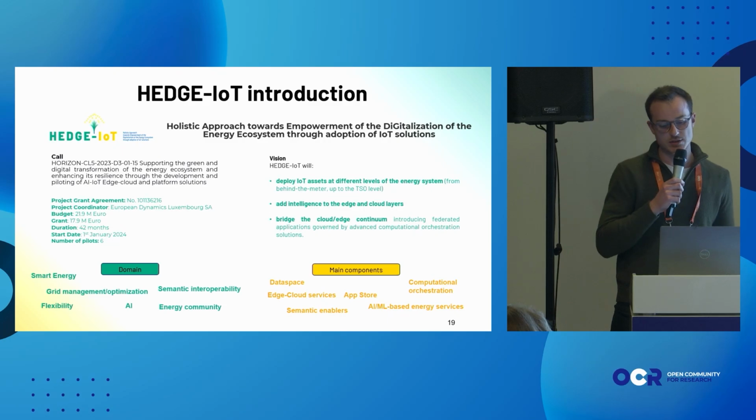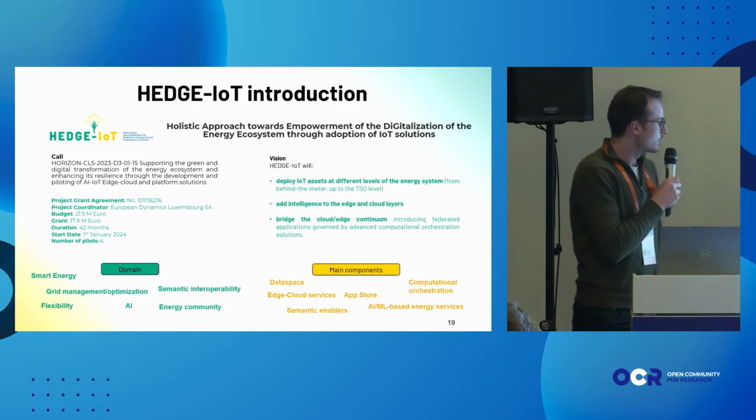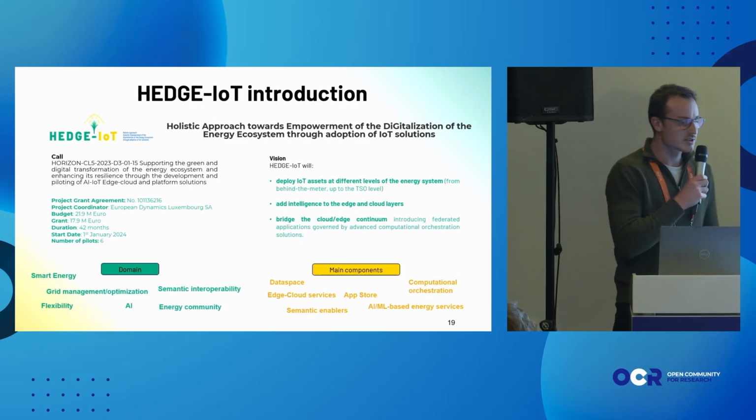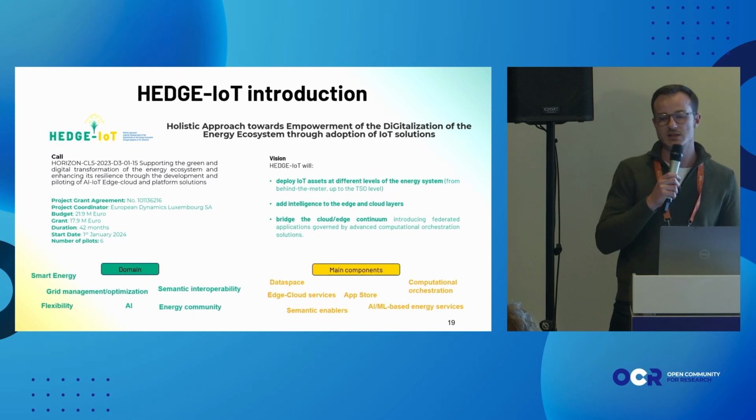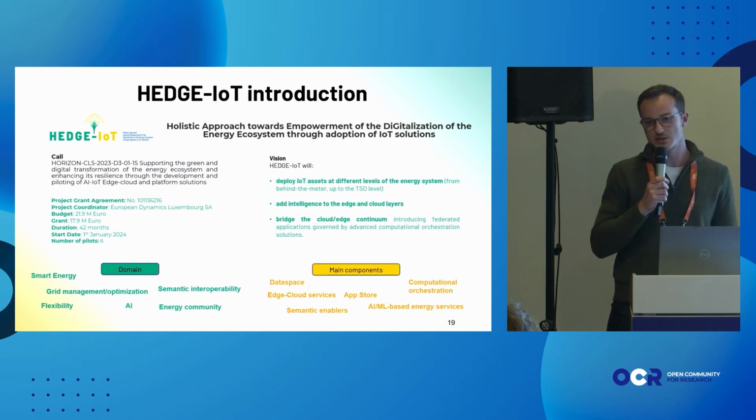It also aims to add intelligence at the edge and cloud layer and to bridge the cloud-edge continuum. The project turns around smart energy, smart grid, semantic interoperability, grid management and optimization, flexibility, AI, energy communities. For this, the main components are a data space connector, edge cloud services, app store, computational orchestrator, semantic enablers, and AI ML services.